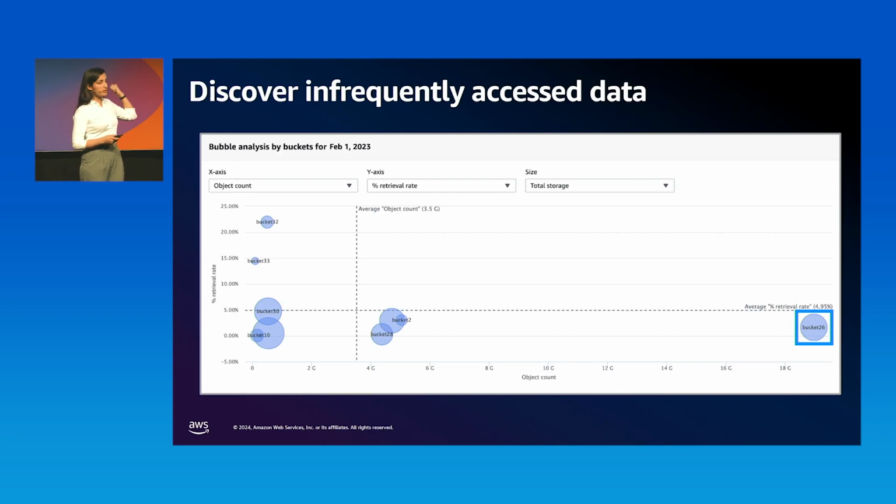Now focus on the highlighted bucket here. That bucket has a big bubble, which means the amount of data in it is huge. Secondly, the retrieval rate is way lower, so most of the data is probably not getting accessed. This can be an interesting bucket for you to look at. Maybe say 9 out of 10 objects in this bucket are not getting accessed frequently. This gives you an opportunity to think about adding lifecycle policies and transitioning that data into a storage class which has a lower cost. And there, you're saving money.